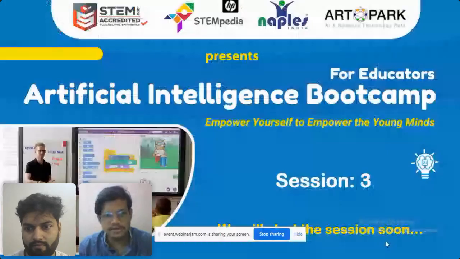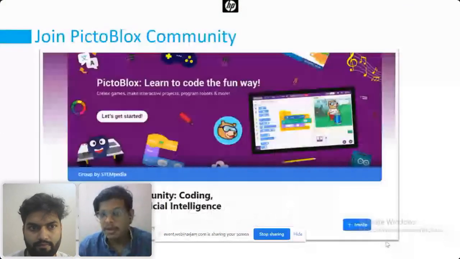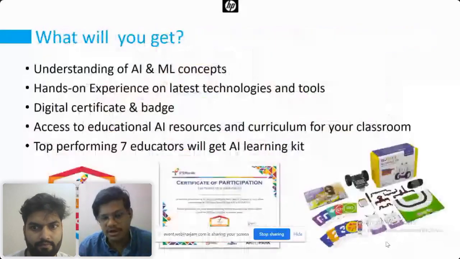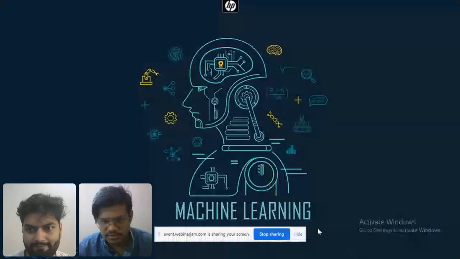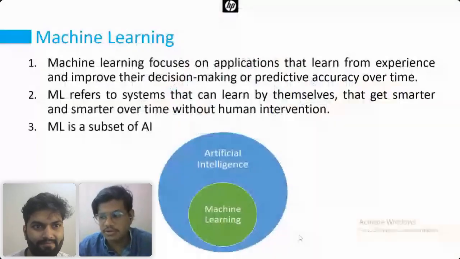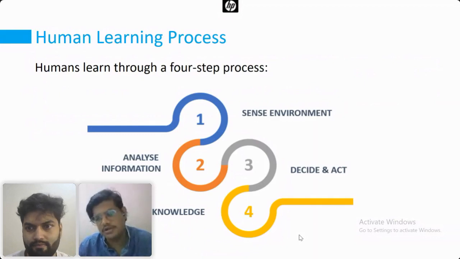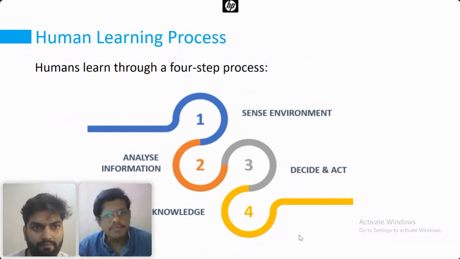So yesterday we started with session three, where we learned about machine learning. But we also saw some of your wonderful projects. Then we started with machine learning. We understood that machine learning is a subset of artificial intelligence, which focuses on learning from experience. Then we learned how it is related to the human learning process. The basic human learning process was divided into four steps. We understood that with an example yesterday, and then we related it with real machine learning.